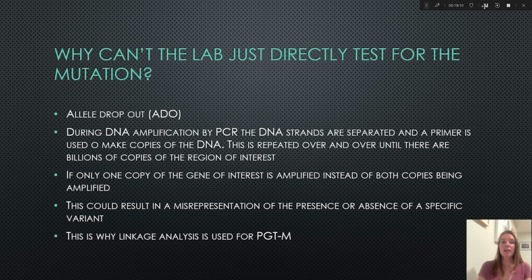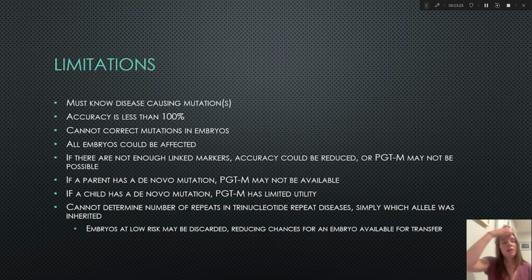And that's why linkage analysis is used for PGT-M. That way we have 8, 9, or 10 linked markers flanking that gene of interest that can confirm what alleles the embryo inherited and give us a much higher level of accuracy than direct analysis alone, or targeted analysis alone, could. Importantly, there are a lot of limitations with PGT-M.